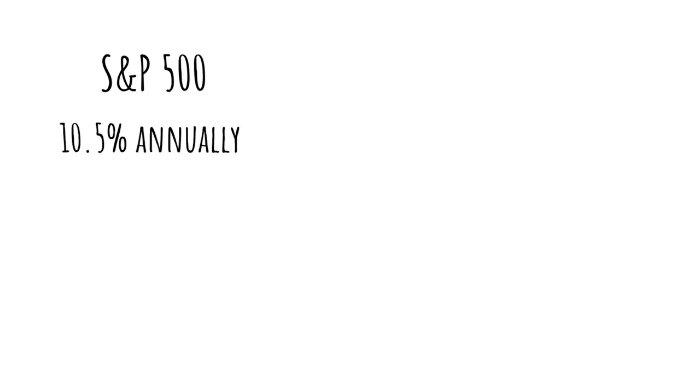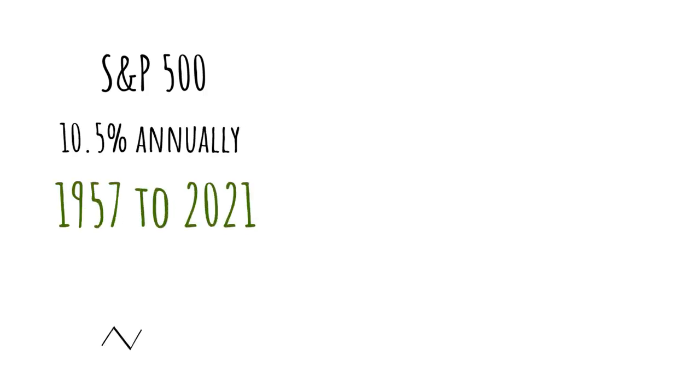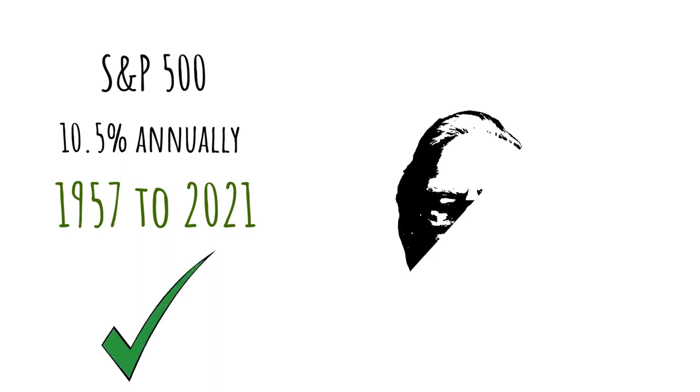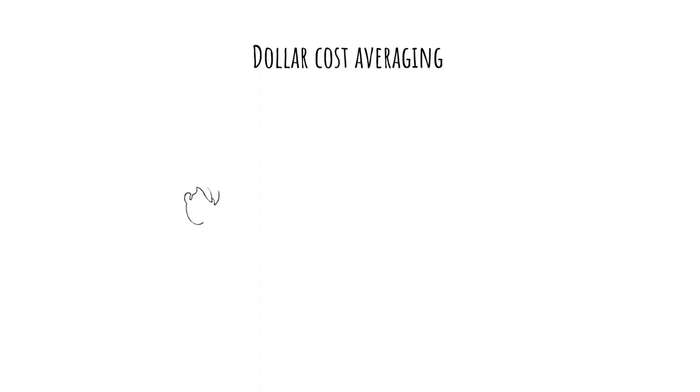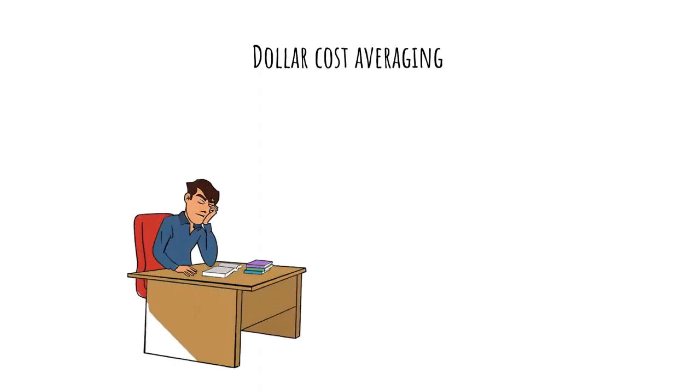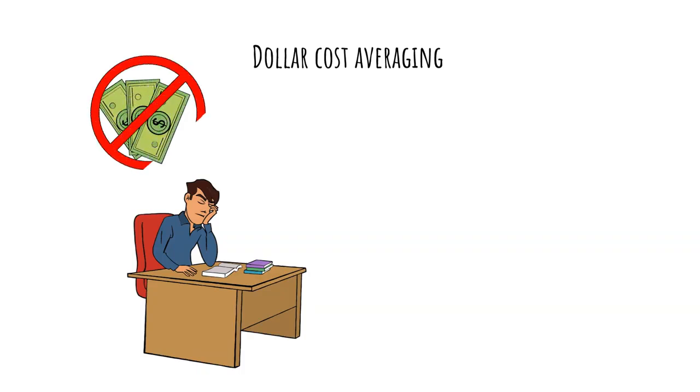The S&P 500 has averaged 10.5% annually from 1957 to 2021, providing you a great way to make money on this proven investment. It's no surprise that Warren Buffett recommends people invest in the S&P 500 since it's been shown to provide excellent returns. Dollar cost averaging might not always result in the most money over time. It would be great to invest a large lump sum for your retirement at a young age, but this simply isn't an option for most of us.